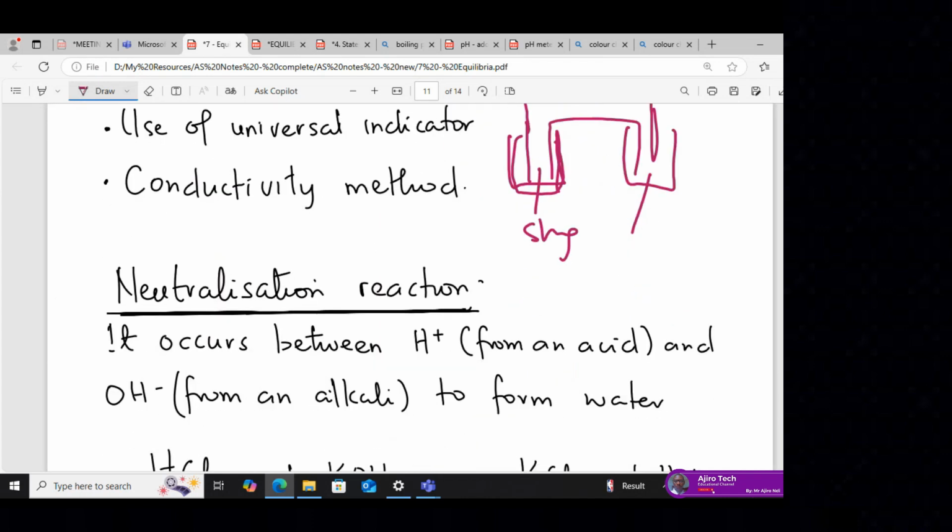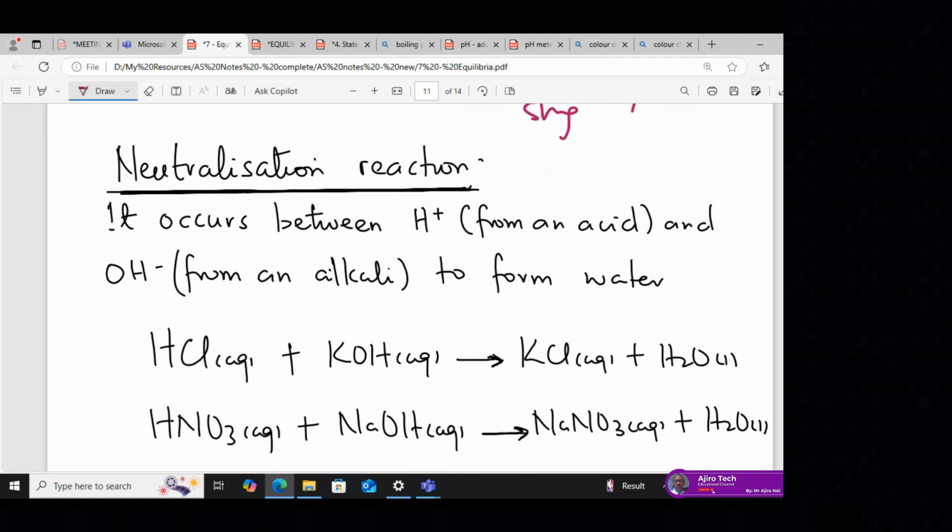Yes, sir. Now, is that your next one? Go on. Neutralization reaction. It occurs between hydrogen, a proton from an acid. Yeah, H plus is a proton.